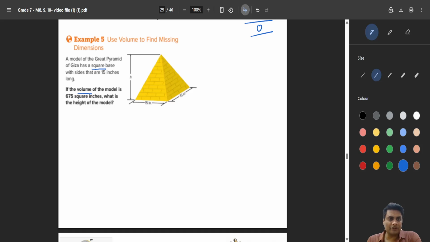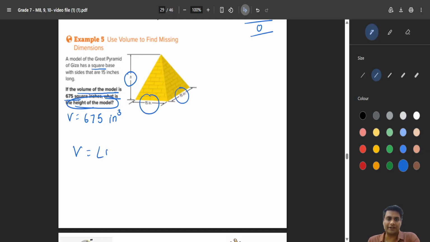He said if the volume of the model is 675, volume is given. Okay, so the volume is 675 inch cube. Then what is the height of the model? So he does not know the height, correct? So what was the formula I told you? Volume of the pyramid. See, the length is given, width is given. So I can use the direct formula, length times width times height divided by 3. Now the volume is 675. I will put volume 675 equal.